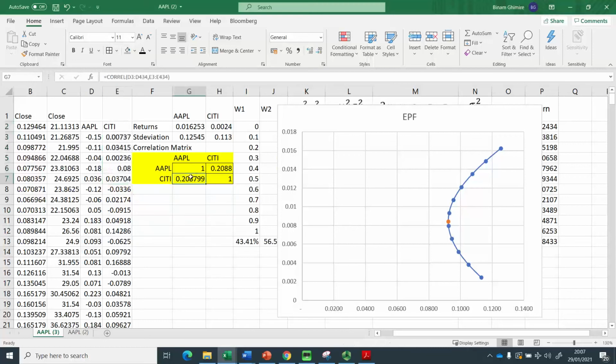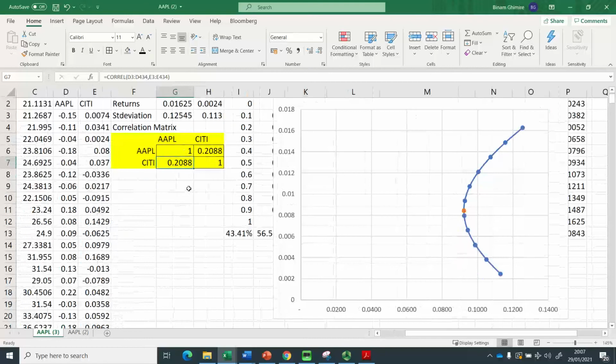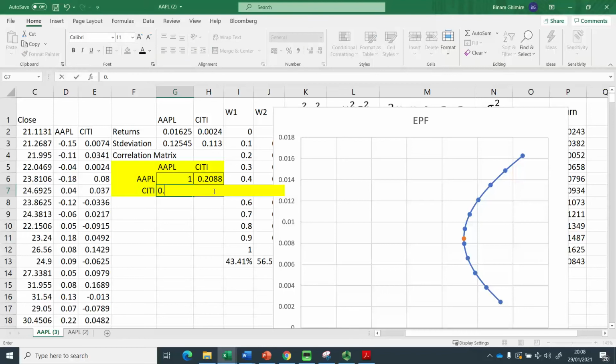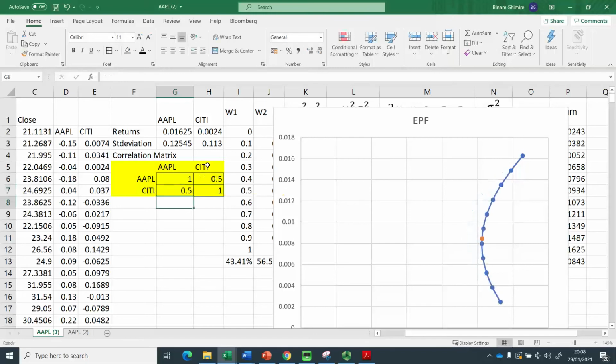So what I will do here first, instead of 20.88, I will change it to, let's say, 0.50. So 20% has been increased to 50%. So let's see what happens. Oh, this line is not as curved as it was before when we increased the correlation coefficient from 20.88 to 50%. How about we change it to 70%?